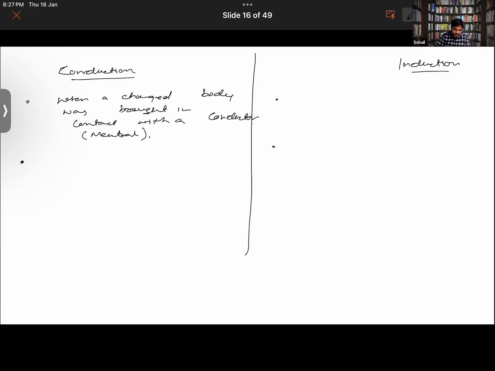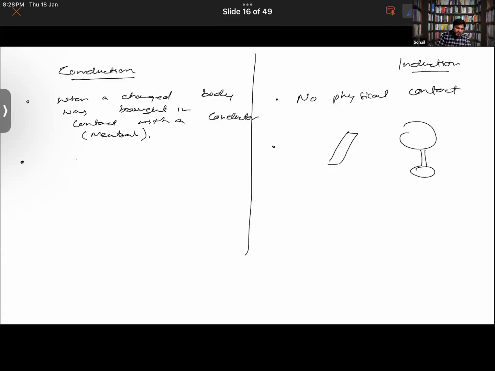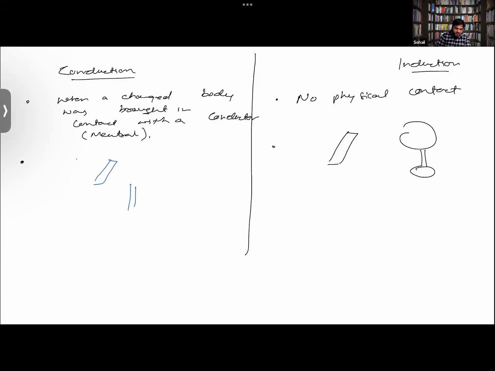And in induction, there was no contact. Exactly, so no physical contact. Then how do we know if a body is conducting or inducting? Will you please repeat that? How will we know if the body is supporting conduction or induction? Simply by looking at the two bodies. If the body that is carrying a charge is in contact with another body, then it is simply conduction.